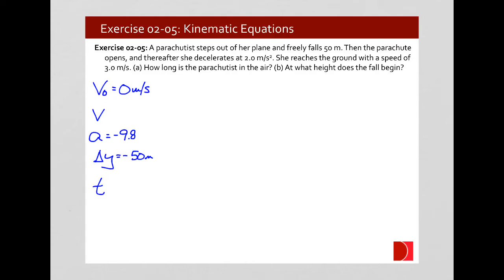What we're interested in is how long she's in the air, which is the amount of time. So we'll need to know the time frame associated here. We also want to know about the height that she jumps from. In this case, we know part of the height, so we don't have to calculate that directly. So we'll begin by looking for the time, while we want to avoid using the final velocity for now, because these are the other kinematic variables that we know. So our equation that doesn't have final velocity is this one.